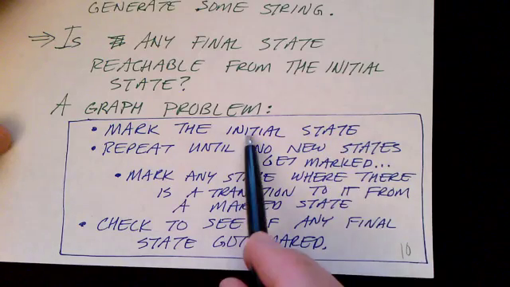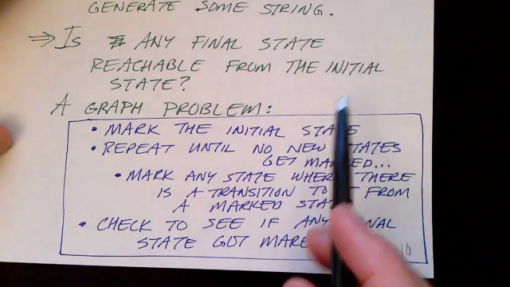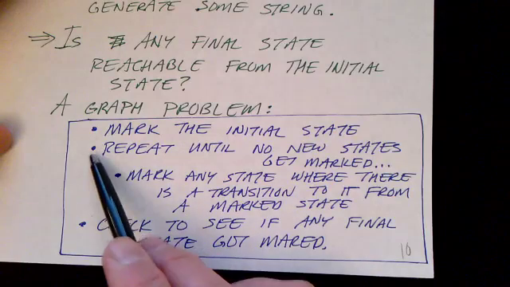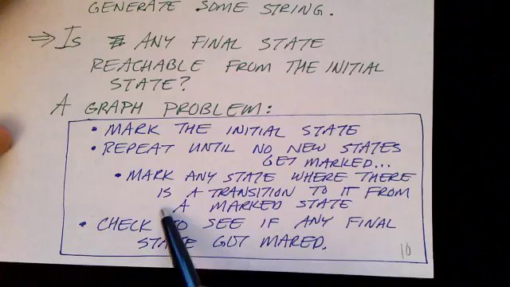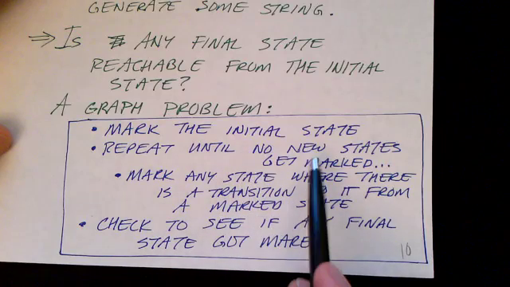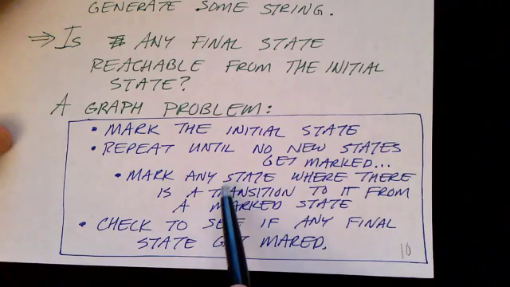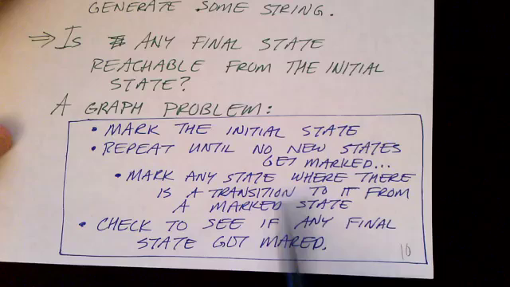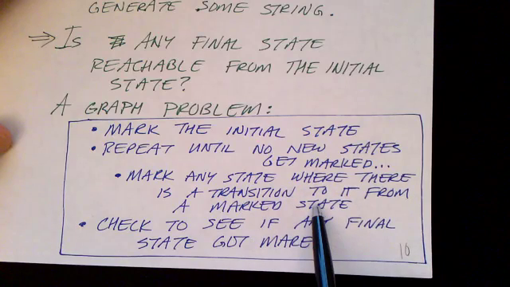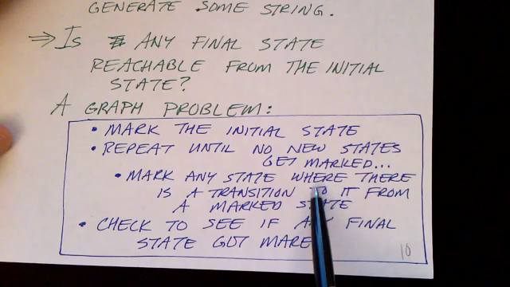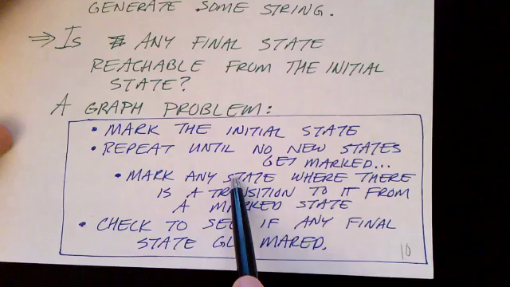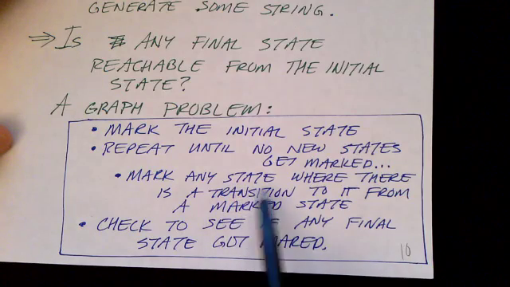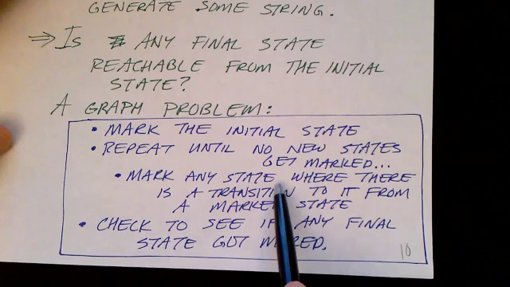So we're going to mark the initial state with a check mark, and then we're going to repeat in a loop this step here, until we can't do any further marking. We are going to mark any state where there's a transition to that state from a state that's already marked. To put this another way, we're going to look at every single transition in turn and ask whether that transition leads from a state that is marked to a state that is not marked. And if so, we're going to mark the state that was not previously marked.